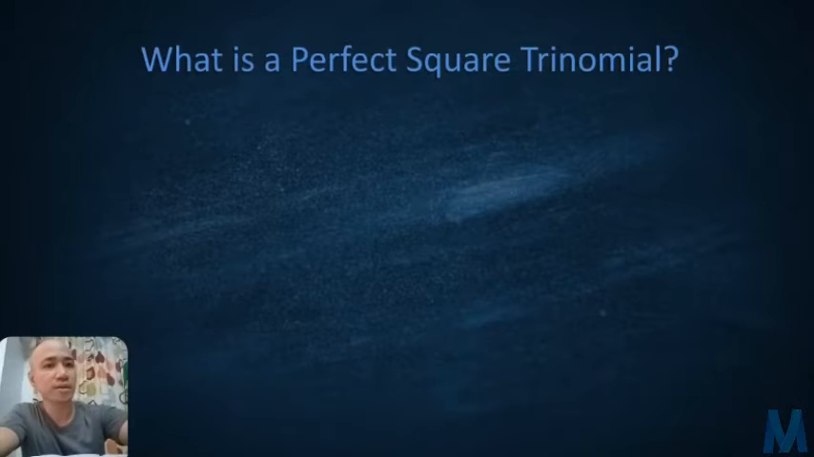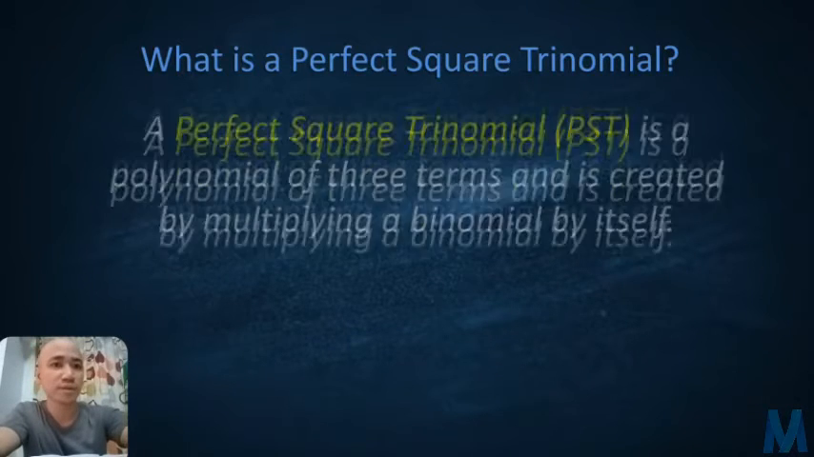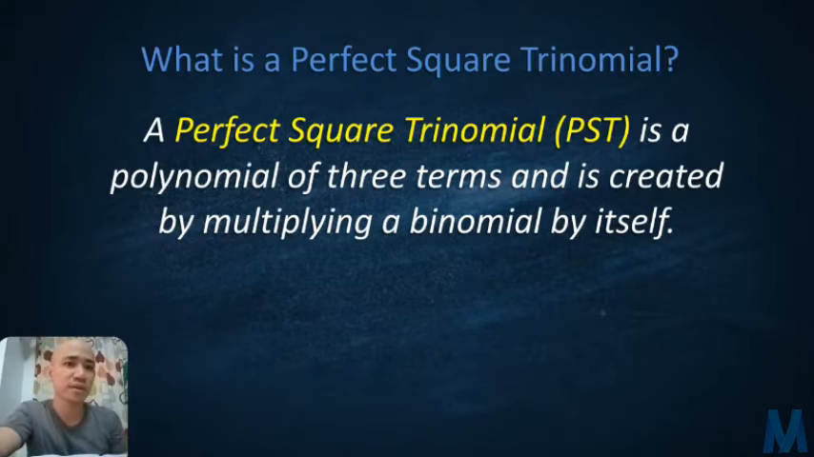So ano ang ginatawag nga perfect square trinomial? So a perfect square trinomial or PST is a polynomial of 3 terms and is created by multiplying a binomial by itself. So meaning ang perfect square trinomial is the result if you multiply one binomial by itself. Okay?